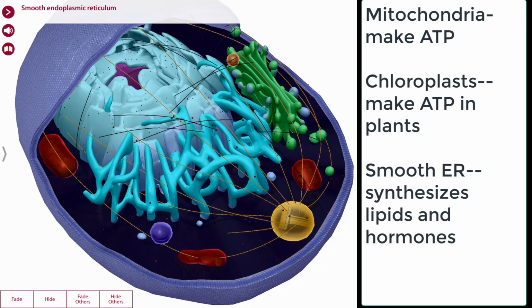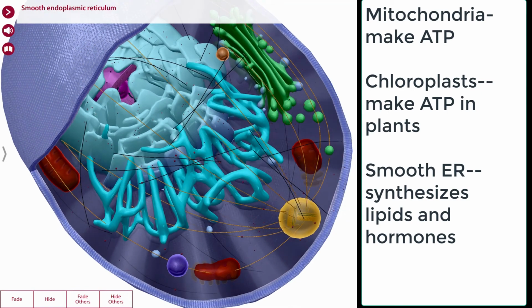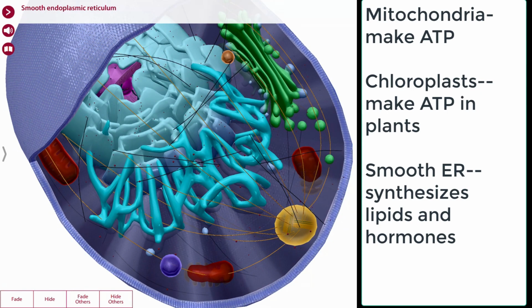When we go in from that, we have the smooth endoplasmic reticulum. The smooth endoplasmic reticulum is involved in synthesizing lipids and hormones. This is what would be used if the cell wanted to make more cell membrane. Maybe it's growing or something, and it needs to synthesize those phospholipids. That would be an example.